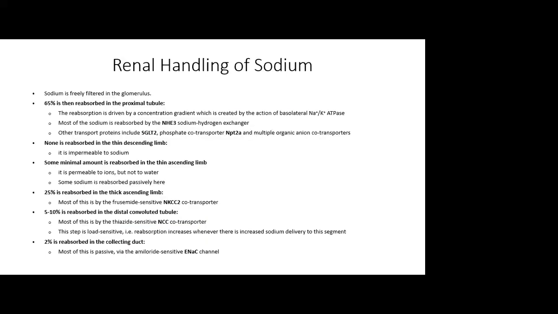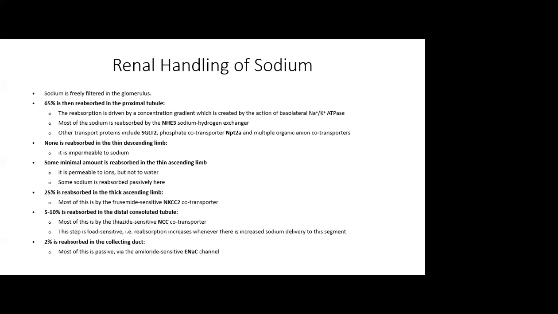Okay, so how does the kidney deal with the sodium? Sodium is freely filtered through the glomerulus of the kidney, but 65% of it is actually reabsorbed by the proximal tubule. It does this by the concentration gradient, which is created by the sodium-potassium ATPase on the basolateral side. Most of this is reabsorbed using the sodium-hydrogen co-exchanger. And then some of it is via the SGLT2 co-transporters, the sodium phosphate co-transporter 2, and other multiple organic anion co-transporters.